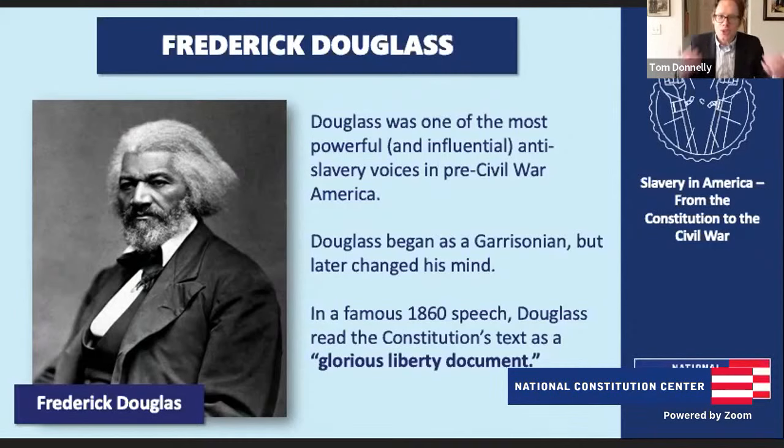And what he ultimately says to his allies is, don't listen to the pro-slavery Southerners. They are not reading the Constitution in the right way. Don't let them own the Constitution. And what Douglass says is that he reads the Constitution as a, quote, glorious liberty document. What a wonderful way of putting it.